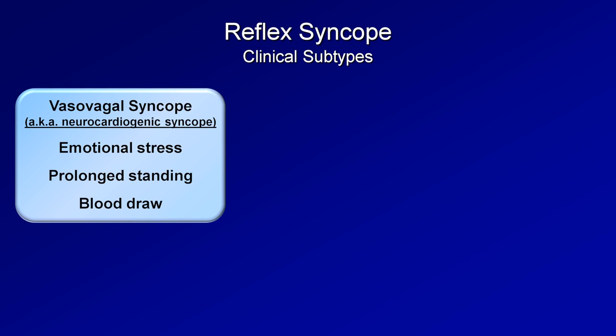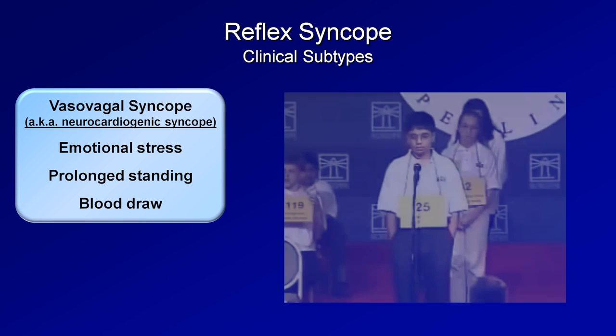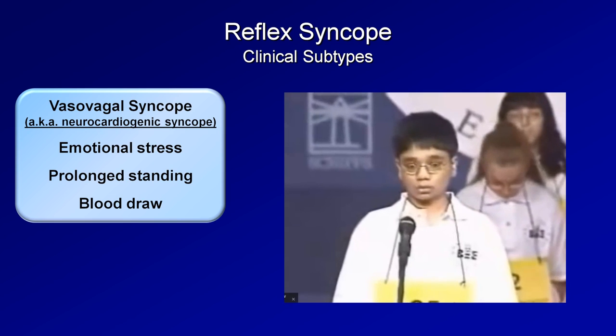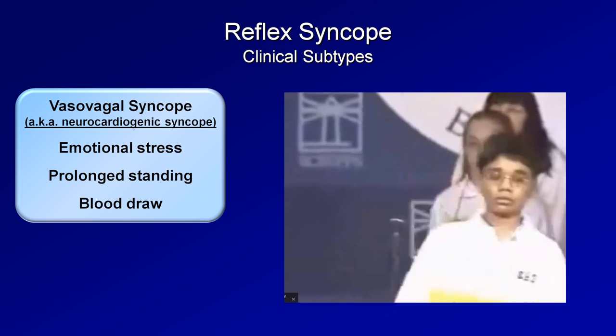Here's a great example of vasovagal syncope. This is the 2004 National Spelling Bee. It's a high-pressure, emotional situation. Participants are up on the stage under hot lights, and note how the student appears to feel prodrome for a few seconds before he actually faints.